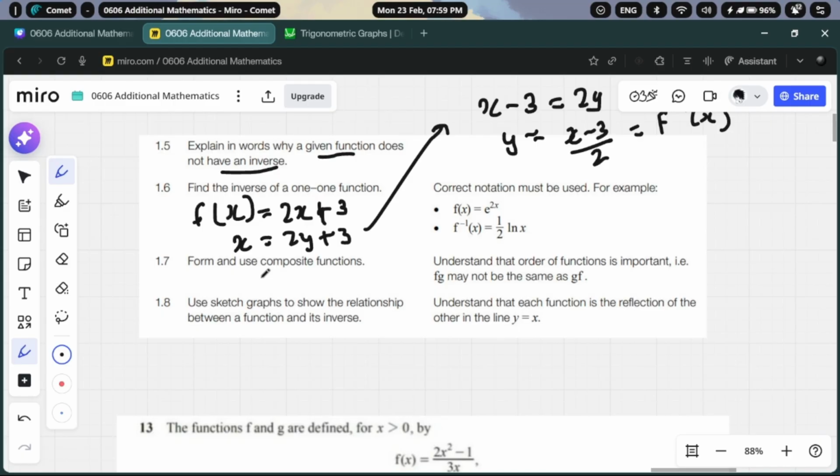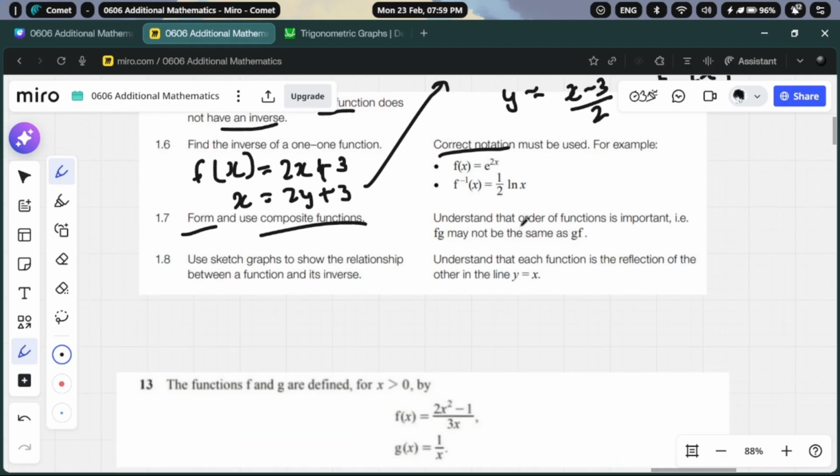Then you need to know how to use composite functions and how to form them. Make sure you use the correct notation as well. And keep in mind that the order of functions for a composite function is really important. It's not necessary that f(g) of x might be the same as g(f) of x. Then if you're asked to show the relationship between a function and its inverse, make sure you show the line y is equal to x because it's a reflection across that.